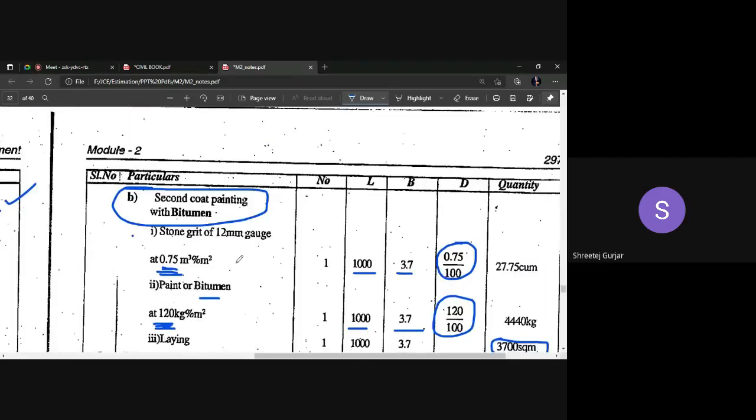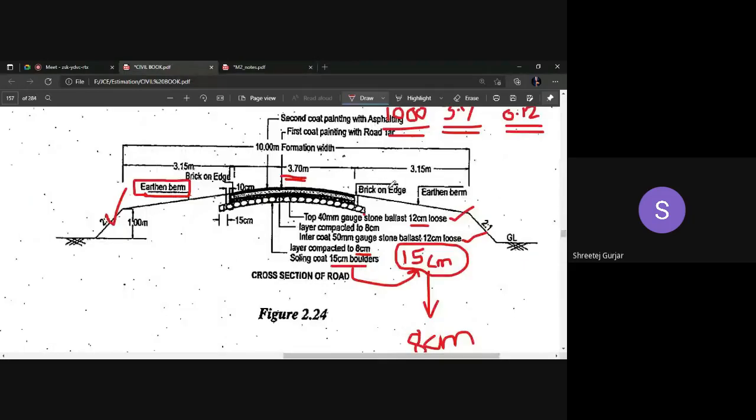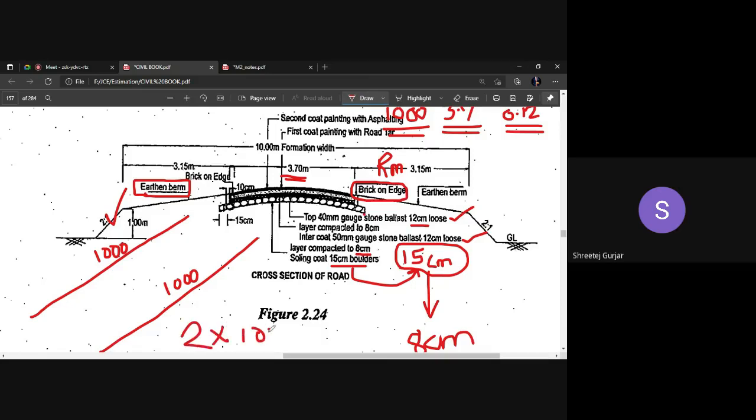Now we are done with painting. Now the last thing that is left out is this brick. Brick on edge. So we have to calculate this brick on edge as what? Running meters. As I've told you, we have to calculate in running meters. So what is the running meter? On each side you have this brick edge that is provided, right? So what is the length? 1000 meters. On this side 1000 and on this side 1000. So totally it is 2 into 1000, so it is 2000 running meters.